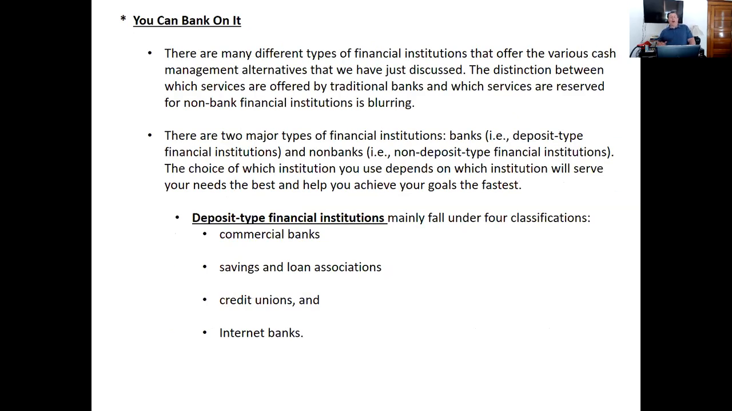Now, there are many different types of financial institutions that offer the various cash management alternatives that we've just discussed. The distinction between which services are offered by traditional banks and which services are reserved for non-bank financial institutions has been blurring since the 1980s when they started deregulating the financial industry sector. So now a place like State Farm Insurance can offer banking services, whereas the bank might be able to offer you insurance sales services or investment services.